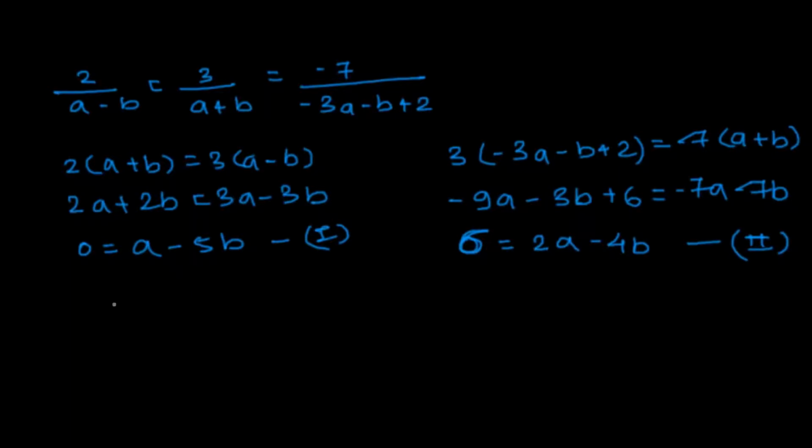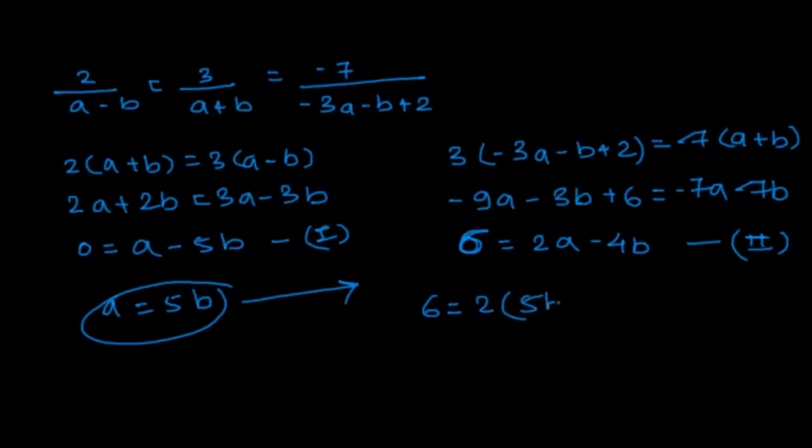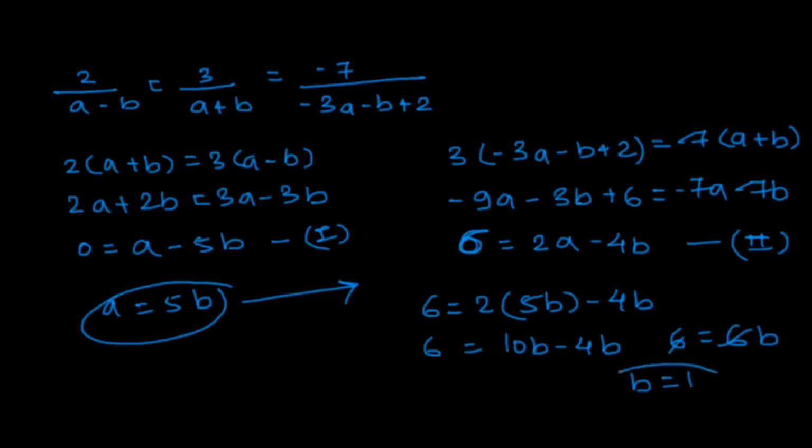So let's get the value of a from the first equation, which will be 5 times b, and then I'll substitute this in the second equation. So it will be 6 equals 2 times the value of a, that is 5b, minus 4b. So 6 equals 10b minus 4b, and 6 equals 6b. So 6 cancels, and you get the value of b as 1. We'll substitute back in the first equation. If the value of b is 1, then 5 into 1 is 5, and the final answer is a equal to 5 and b equal to 1. That was pretty simple. Okay, so that's how you solve this question.